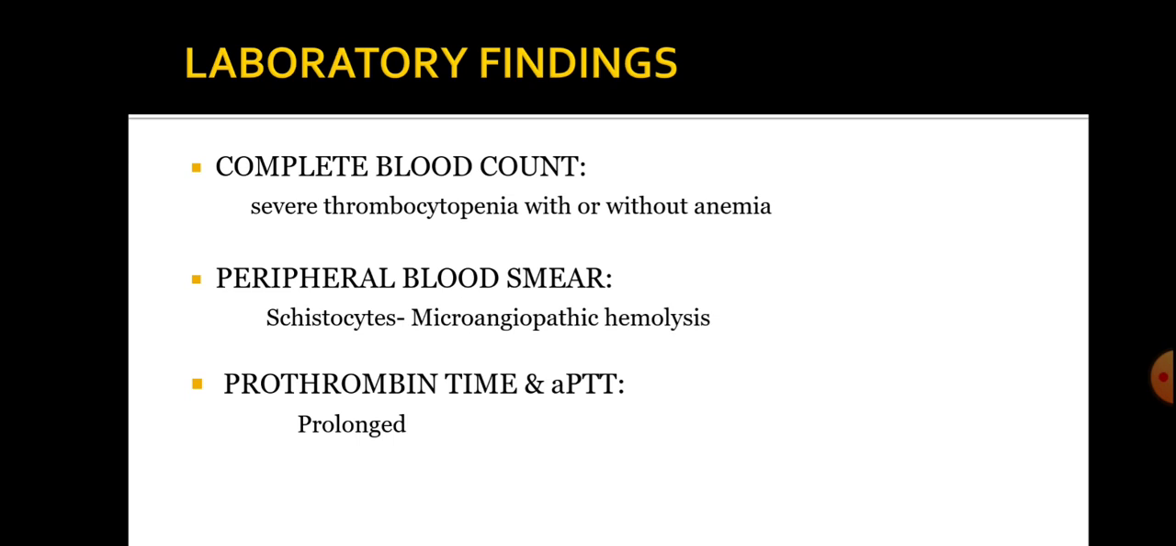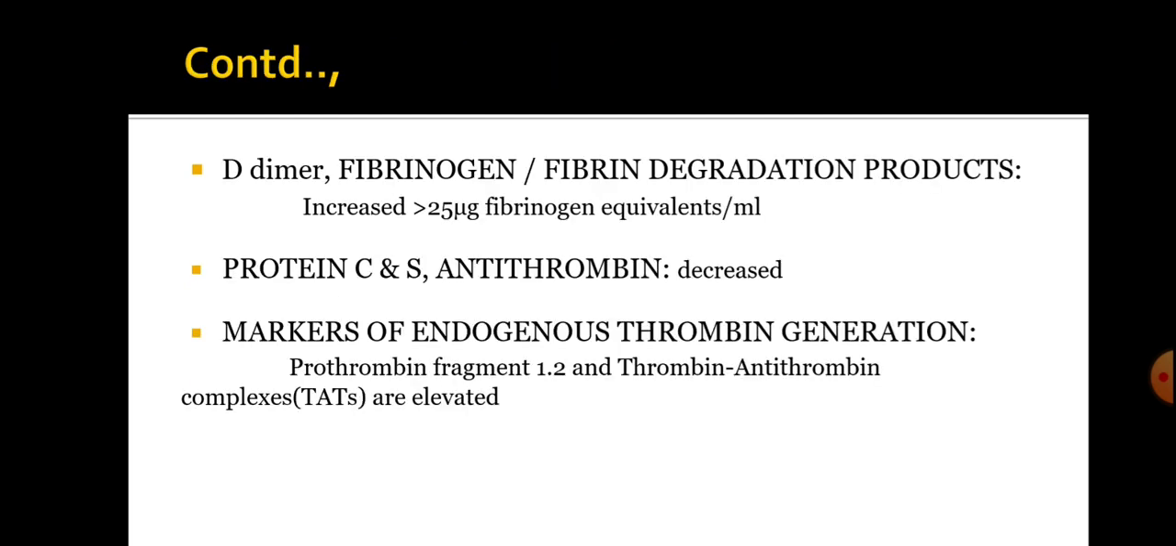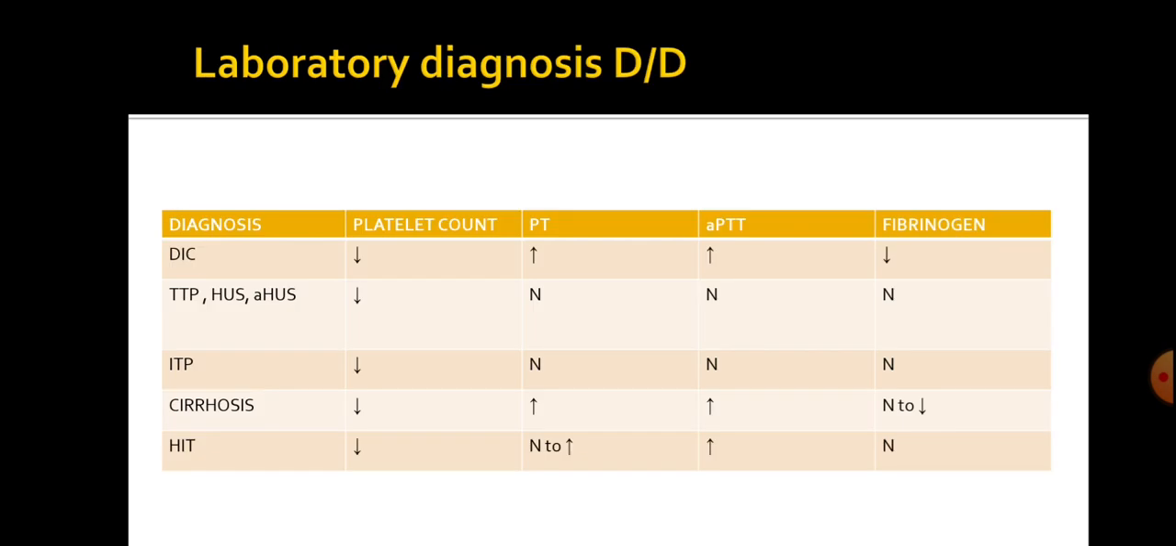Coming to the laboratory findings, a complete blood count has to be performed, where we find severe thrombocytopenia with or without anemia. A peripheral blood smear has to be performed, where schistocytes are seen due to microangiopathic hemolysis. PT and APTT levels are prolonged. D-dimer and fibrinogen or fibrin degradation products are elevated, more than 25 microgram fibrinogen equivalents per ml. Protein C and antithrombin are decreased. Markers of endogenous thrombin generation, which include prothrombin fragment 1.2 and thrombin-antithrombin complexes, the TATs, are elevated.